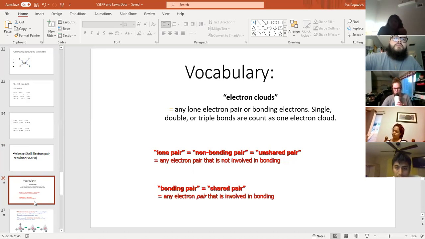Single, double, or triple bonds count as one electron cloud. If it's a single bond, that's one electron cloud. Double bond, one electron cloud. Triple bond, one electron cloud.